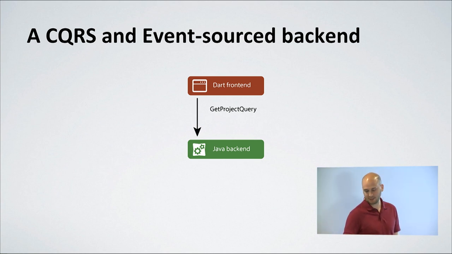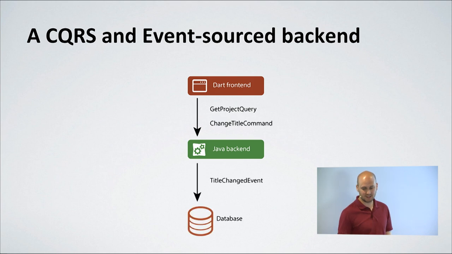And when I have an action which would require a write on the database, I will send a change title command, for example, to change the title. Event sourced means we don't save whole objects in the database. When the user changes the title of his presentation, we don't save a new presentation object. We save a title changed event.